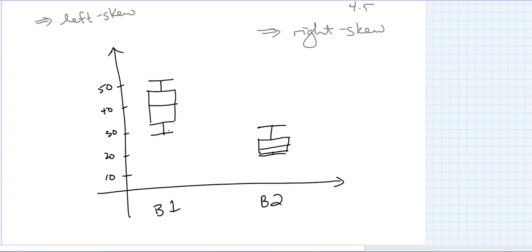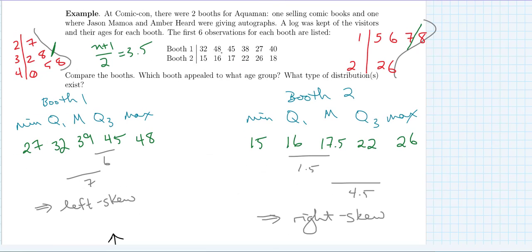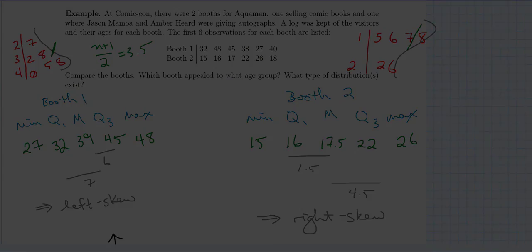It seems that booth 1, which is for the comic books, has a larger spread. Comic books have been around a lot longer, so it's going to cater to an older audience, but also still a younger audience, because comic books never get old. And then booth 2 is for a younger audience, because maybe more young people are into the movies rather than reading the comic books.